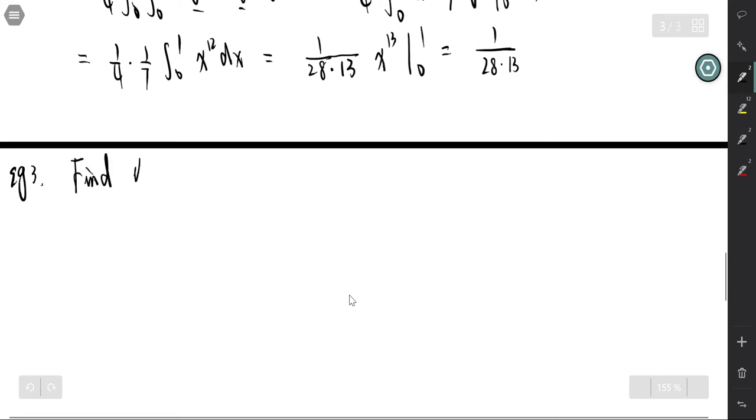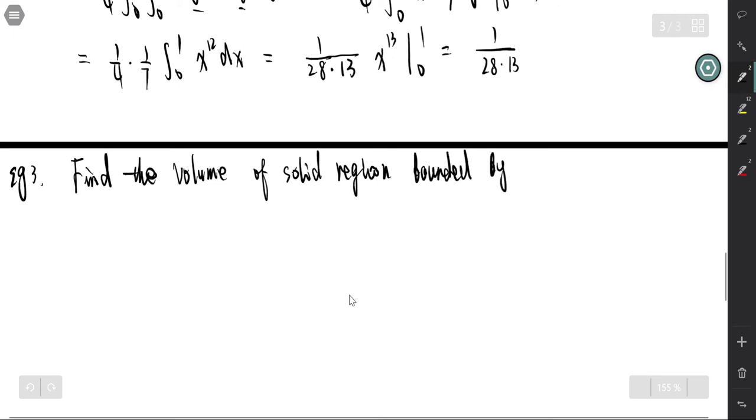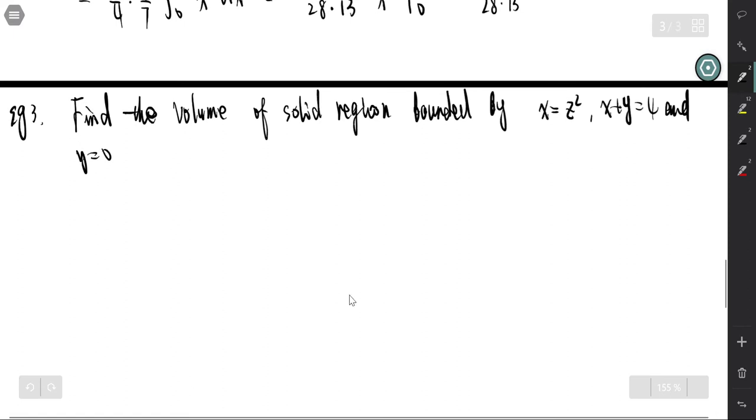Find the volume. Solid region bounded by x equals z square, x plus y equals 4, and y equals 0. How to find the volume?